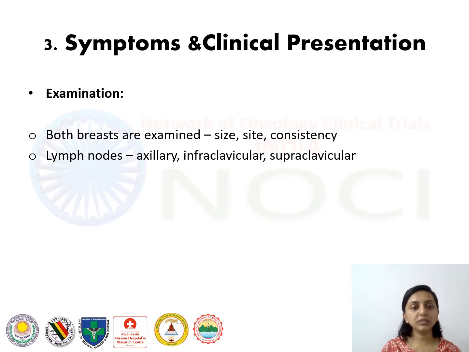So, for the clinical examination, we need to examine both breasts of the patient and look into the size, the site, and the consistency of the breast swelling. Also, the lymph nodes that have been involved because of the breast disease. The common lymph nodes that are expected to be involved are axillary lymph nodes, the infraclavicular lymph nodes, the nodes which are seen just below the clavicle, and the supraclavicular lymph nodes. These are lymph nodes which are seen above the level of the clavicle.